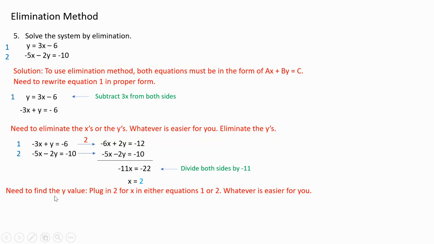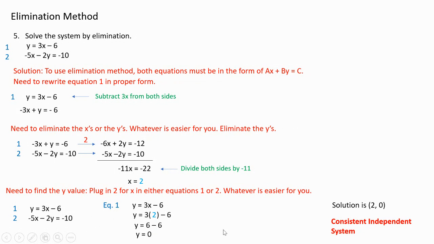And again, I need to find the y, so we can plug it in either 1 or 2. Again, what's easier? In my opinion, number 1 is easier because the y is already by itself. You see, we get the same thing as before, so we get 0. That's my solution, and the system is consistent and dependent.